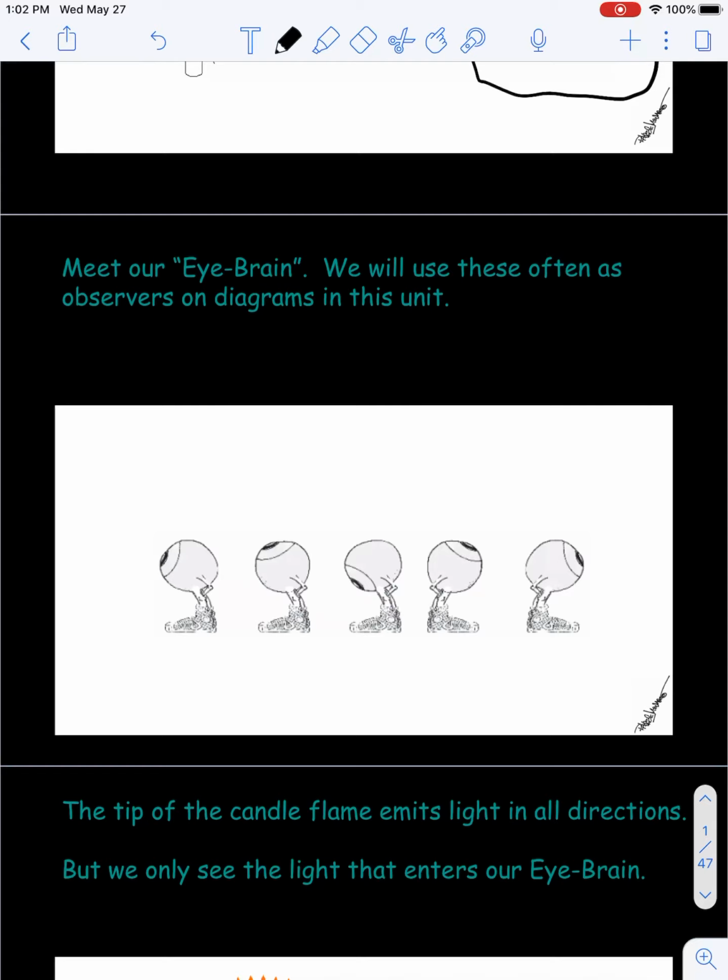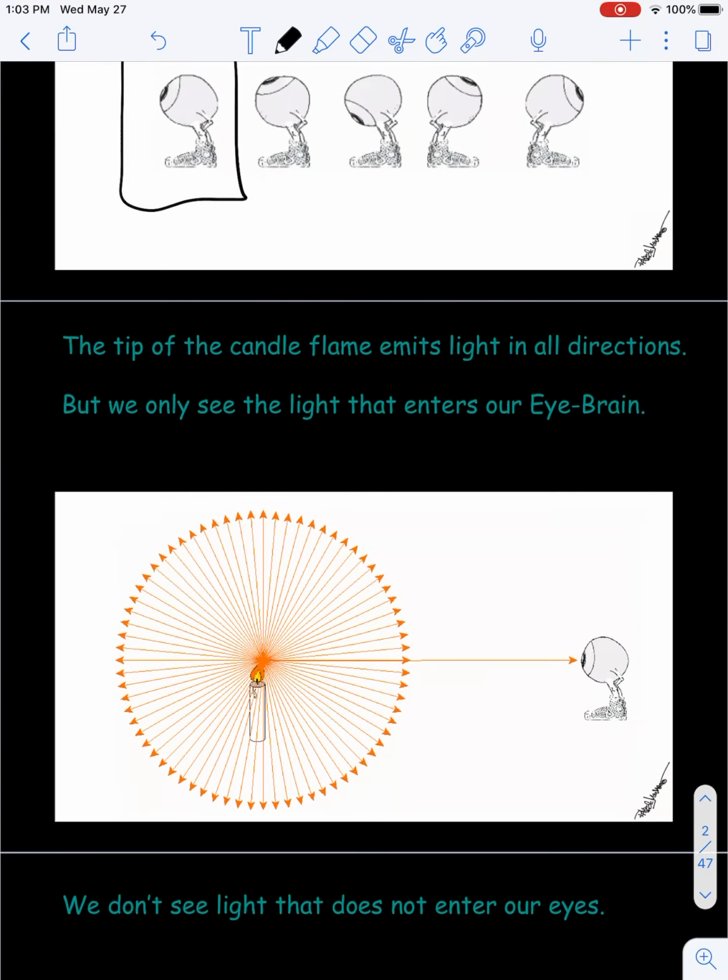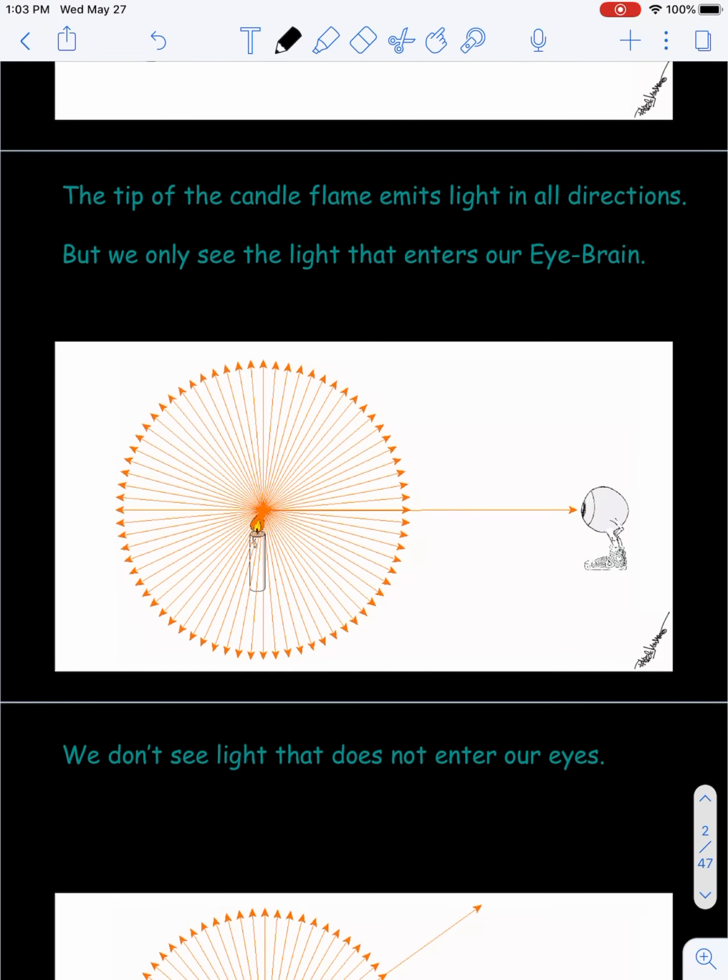So these little eyes with feet are going to be your observers on diagrams often during this unit. So we're going to be showing the light either entering the eye or not entering the eye, but do know we call it the eye brain because it's actually your brain that does the seeing. So here we will start. And again, you're going to need to pause this and fill in the blanks. If you miss something, just go back.